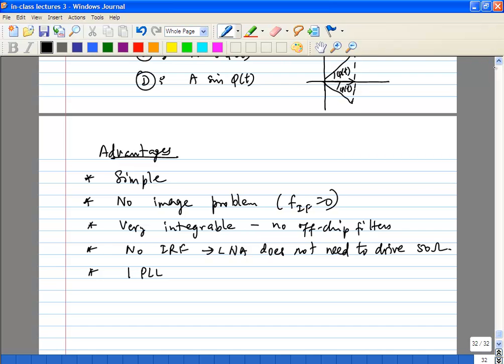And of course, you need only a single PLL. That's a big deal, because in the case of the IF, you have one omega LO, and then to demodulate again at the baseband, you need a second omega IF. So all of these look very good.